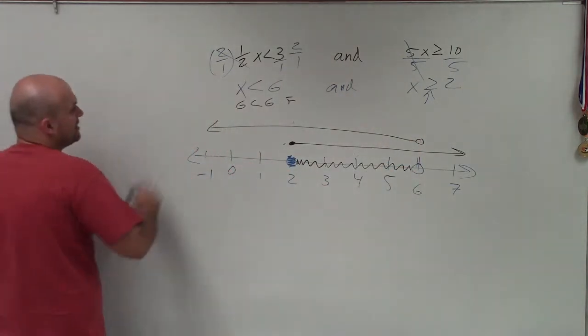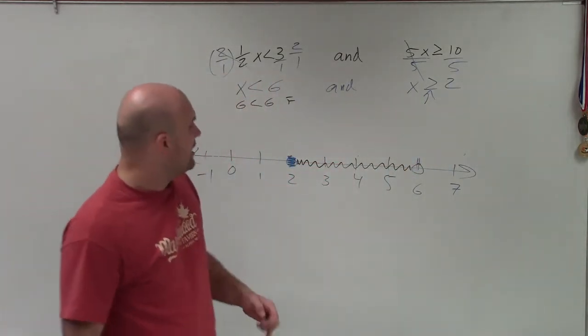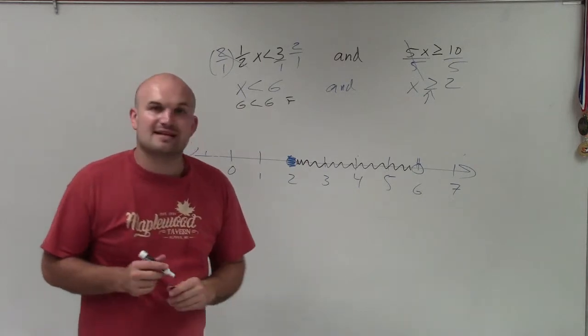So when graphing a compound inequality with "and," make sure that you're dealing with the intersection of both inequalities. You go ahead and solve, and then graph them on the same axis.